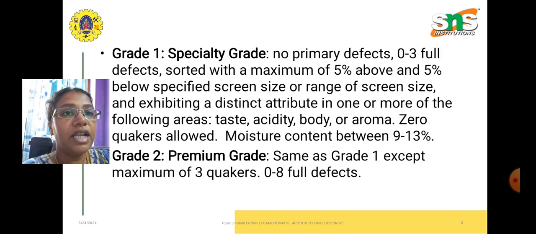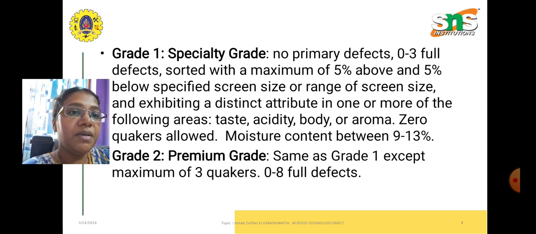So grade 1, grade 2 and grade 3 we discuss in this. Grade 1 will be of specialty grade, that is, there will be no primary defects, and 0 to 3% of full defects will be just noticed, sorted with a maximum of 5% and above. They will also exhibit a distinct attribute in one or more of the following areas: taste, acidity, body or aroma, and moisture content is between 9 to 13% for the specialty grade.